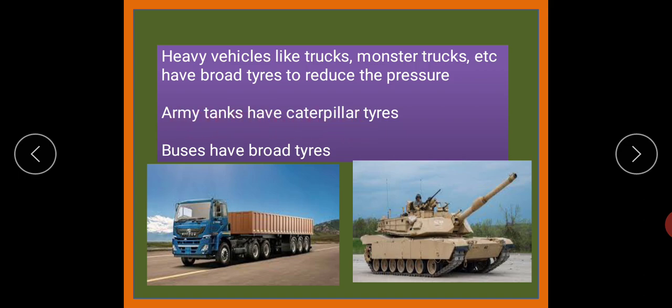Army trucks have caterpillar tires. Here you can see caterpillar tires. They move on these chains so that the pressure on the surface is reduced. Buses also have broad tires, unlike your cycles. Cycles don't need very broad tires, right?